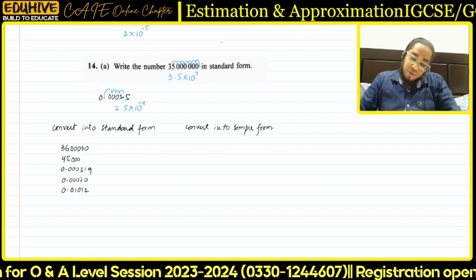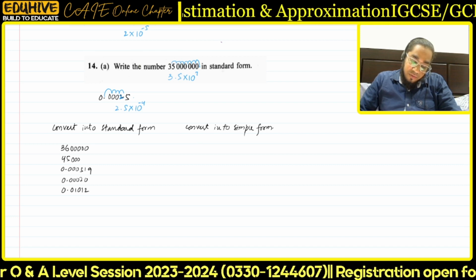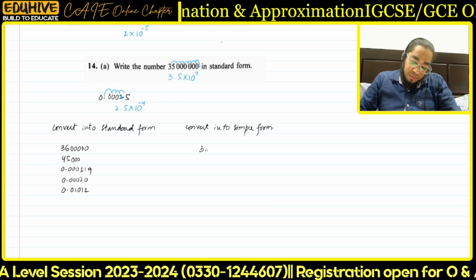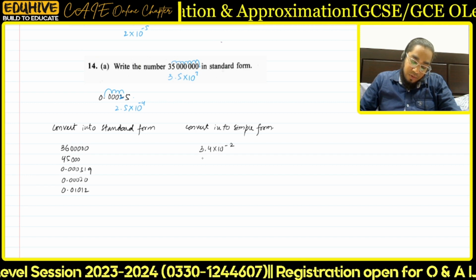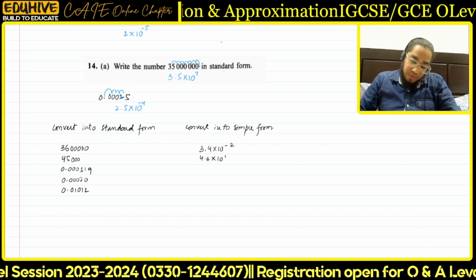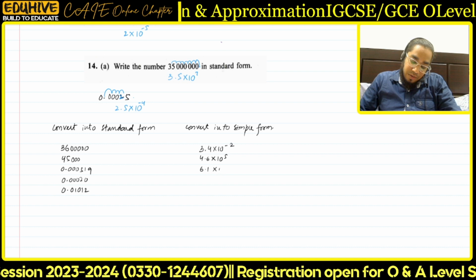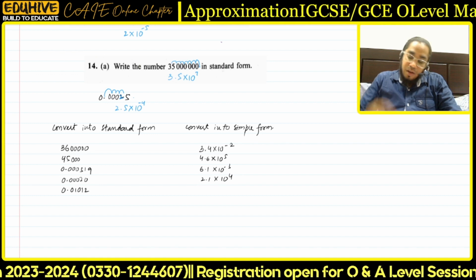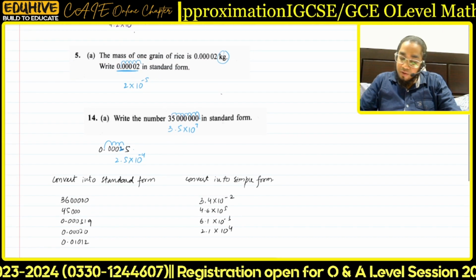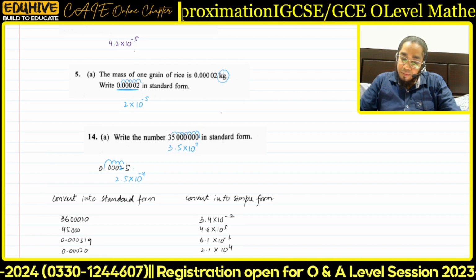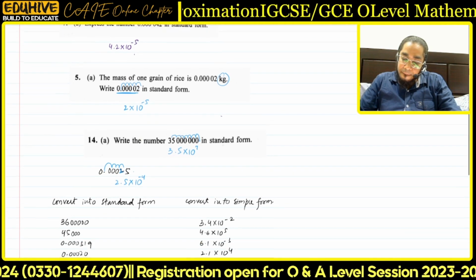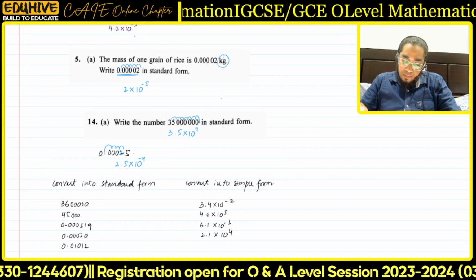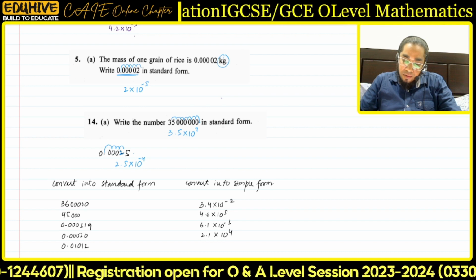I'm just going to answer the question of Maham. First, just a second. Let me write some numbers for the right column: 3.4 into 10 raised to the power minus 2, 4.6 into 10 raised to the power 5, 6.1 into 10 raised to the power minus 3, and 2.1 into 10 raised to the power 4. Maham, just a second, I'm answering your question. Can you hear me now? Maham, can you hear me better?